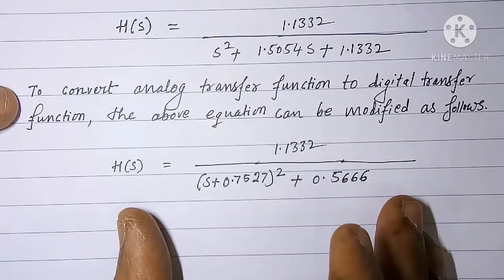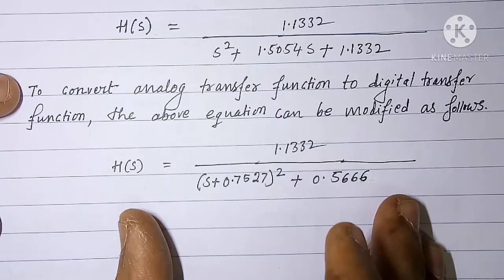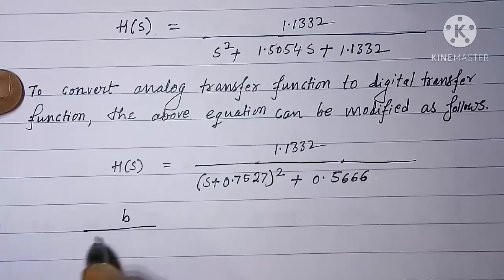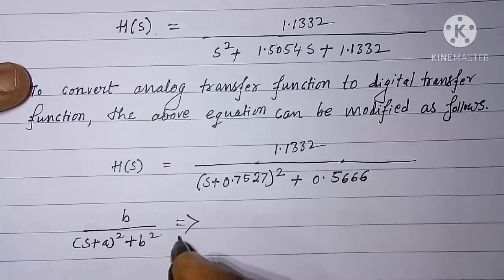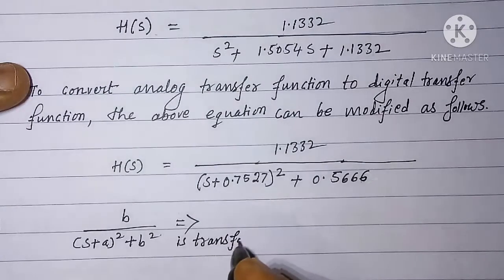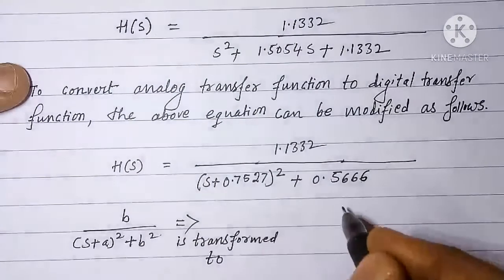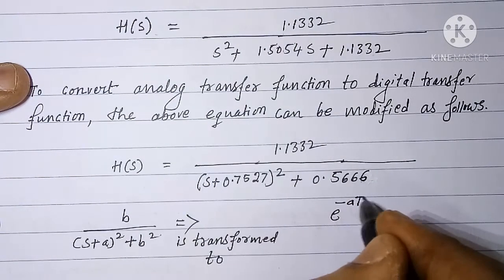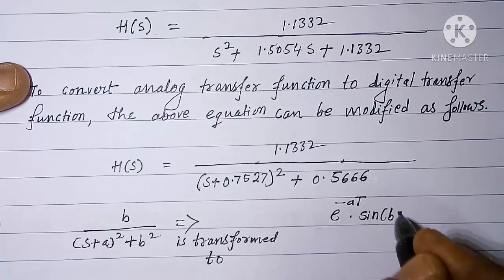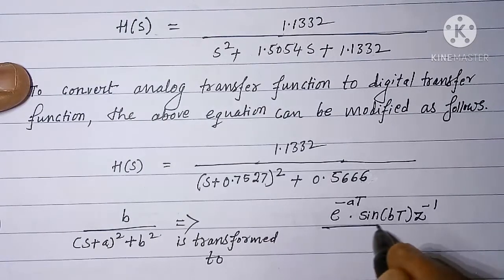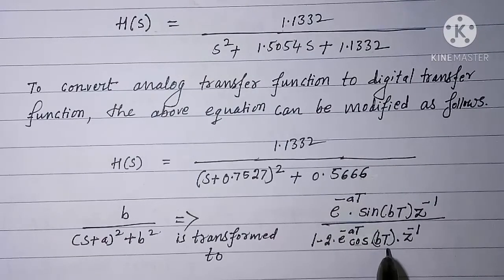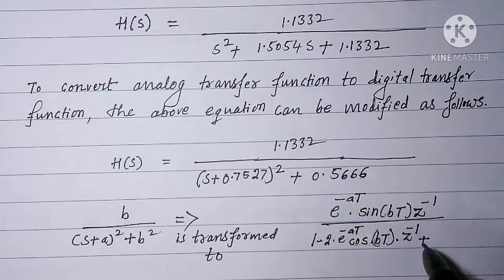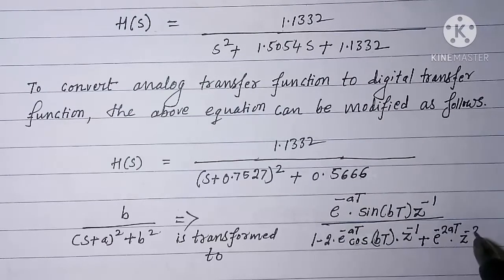Now we have to make use of standard relationship between H of s and H of z, that is b upon (s plus a) whole square plus b square is transformed to e raised to minus at into sine of bt into z raised to minus 1 upon 1 minus 2 into e raised to minus at into cos of bt into z raised to minus 1 plus e raised to minus 2at into z raised to minus 2.